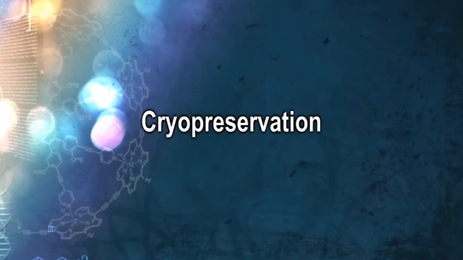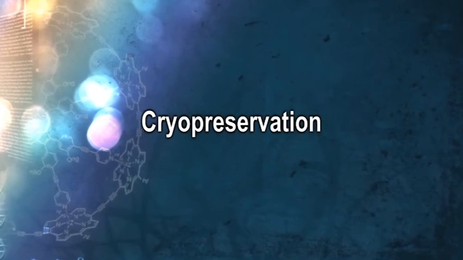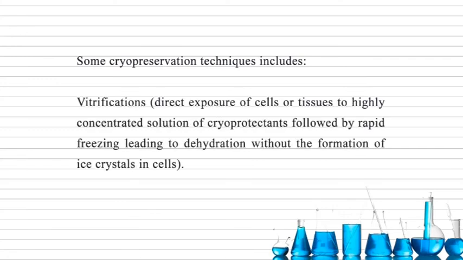Next, let us take up cryopreservation. Cryopreservation is another in vitro method for preservation of plant germplasm in liquid nitrogen at -196 degrees Celsius, where all biological processes are suspended. Some cryopreservation techniques include vitrification, or direct exposure of cells or tissues to highly concentrated solution of cryoprotectants, followed by rapid freezing leading to dehydration without the formation of ice crystals in cells.